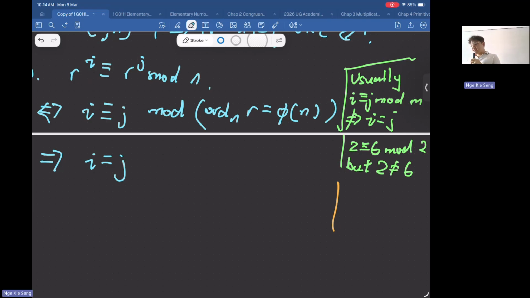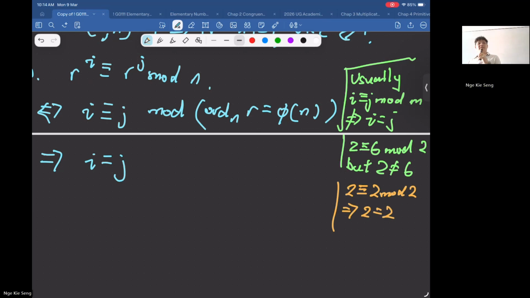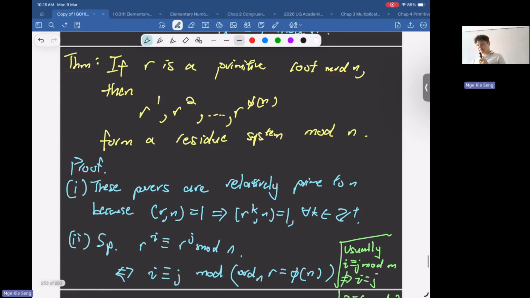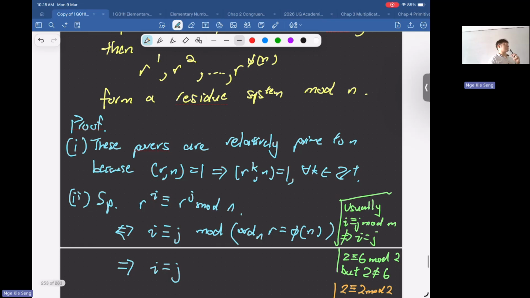Well, it can be true when it is exactly the same number, right? For example, I can write 2 congruent to 2 mod 2. This implies that 2 is 2. This is fine. If you start with the same number, then they are the same, obviously. But then think about our case here. What are our i and j here? What are the choices of our i and j?